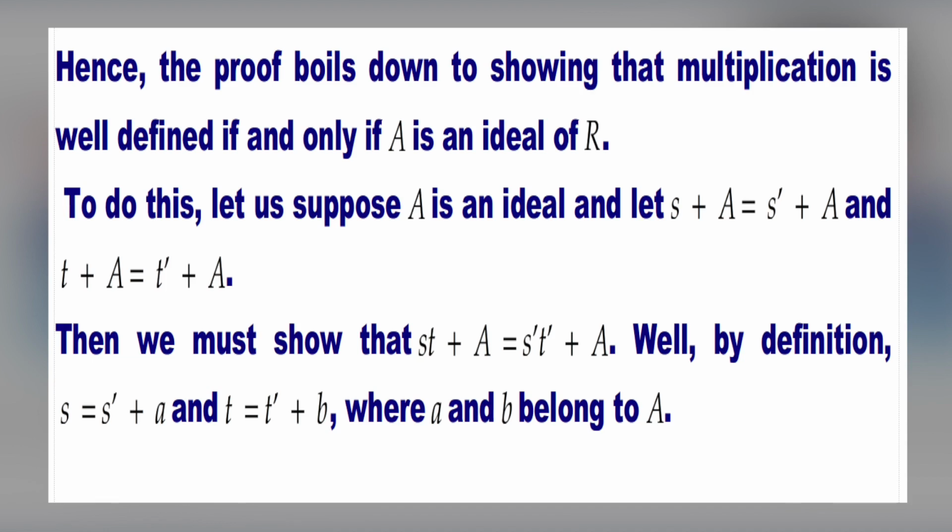of R. To do this, let us suppose A is an ideal and let s + A = s' + A and t + A = t' + A. Then we must show that st + A = s't' + A. Well, by definition, s = s' + a and t = t' + b, where a and b belong to A.